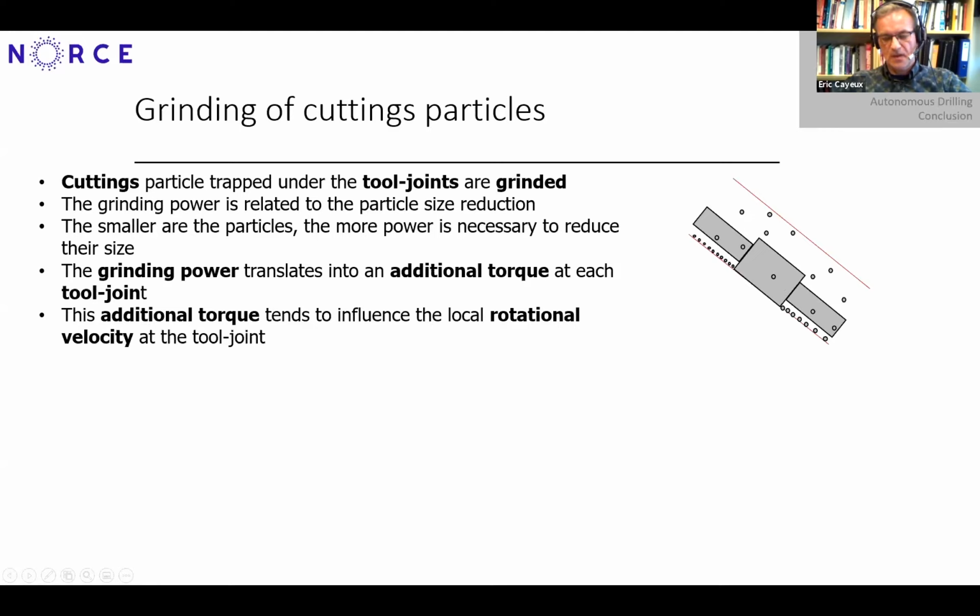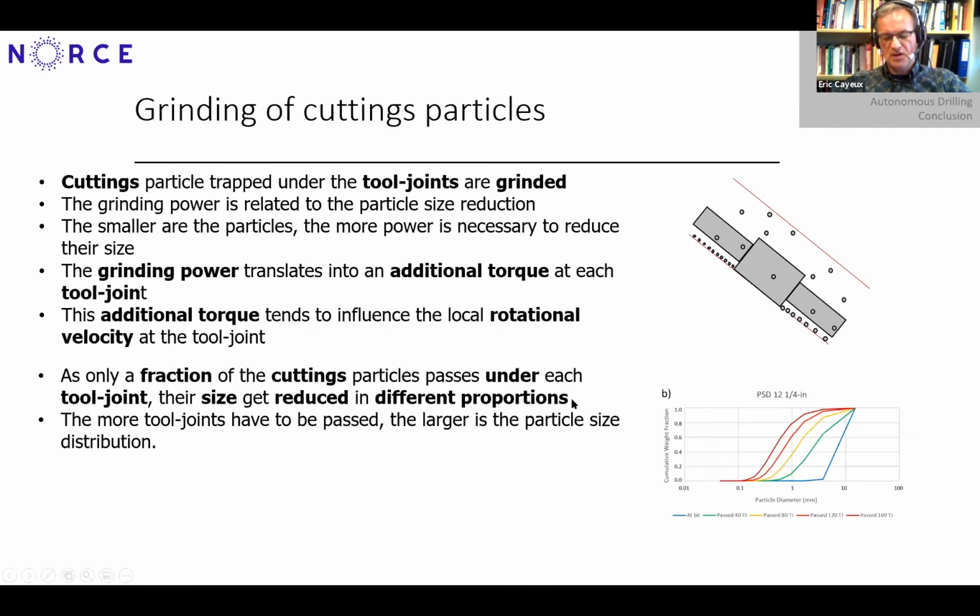Now, there is a side effect of this grinding process. Even though the cuttings particles generated by the bit are more or less monodispersed, when you measure the cuttings particles when they arrive at the surface, they are very much polydispersed, and you get cuttings particles ranging from a few microns to several centimeters, depending on whether they had the chance to travel on the high side up to the surface without being ground at all, or if they have been ground many times by many different tool joints during the process.